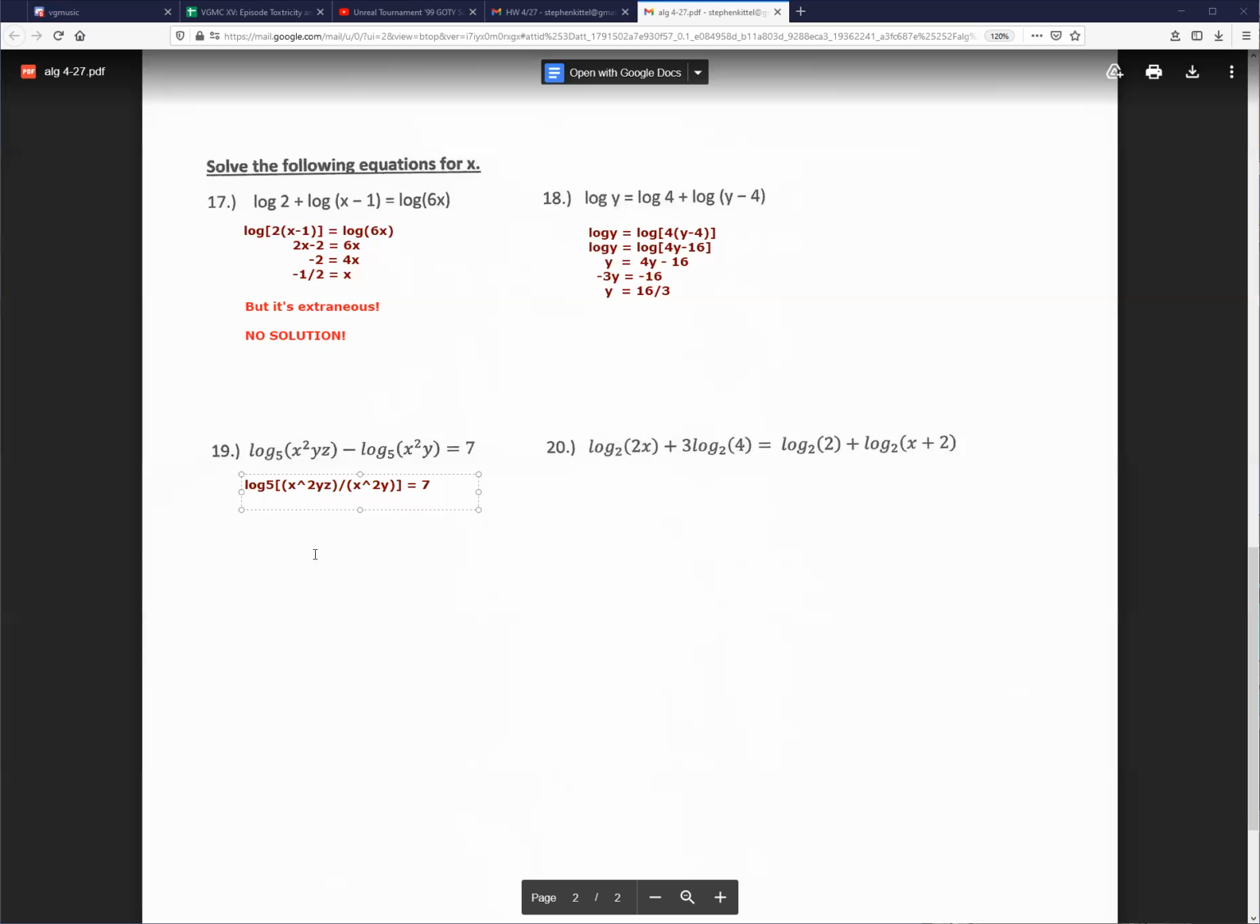Or hold on. If we simplify this, can we simplify this? We can simplify inside first of all. x squared cancels with x squared, y cancels with y. I believe we're just left with z. Oh, we can't solve that for x. We can solve it for z, but we can't solve it for x. I'm going to assume that we're supposed to solve it for z, which means that it is now 5 to the both sides, which is 5 to the 7th. And you can plug in a calculator if you really want to know what that is. But we're going to call this one z equals instead of x equals.